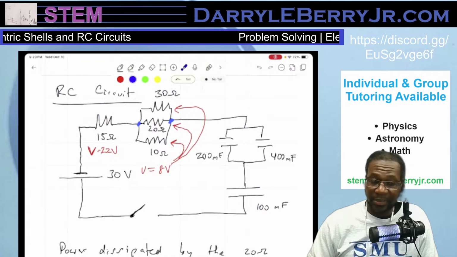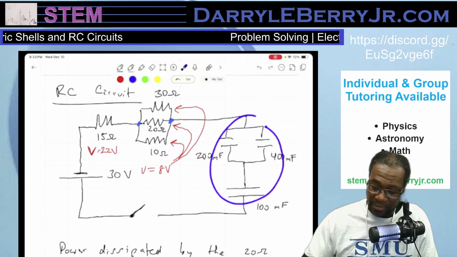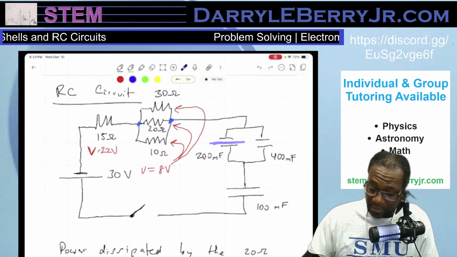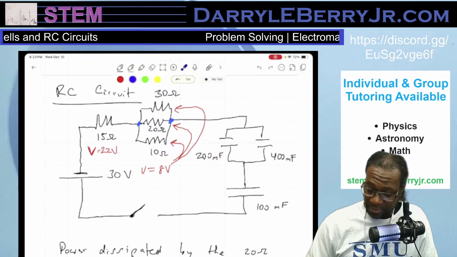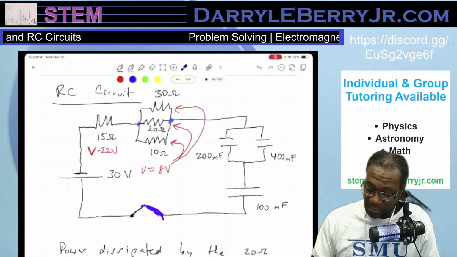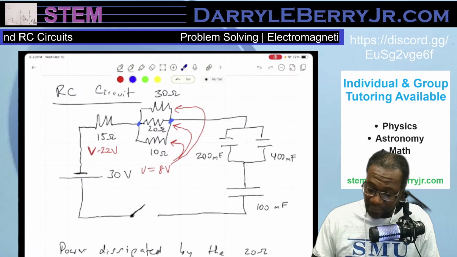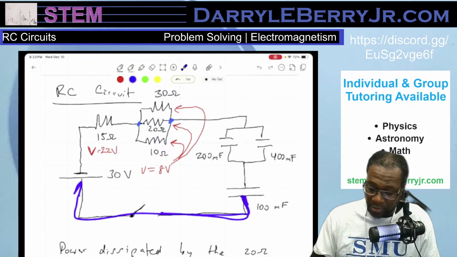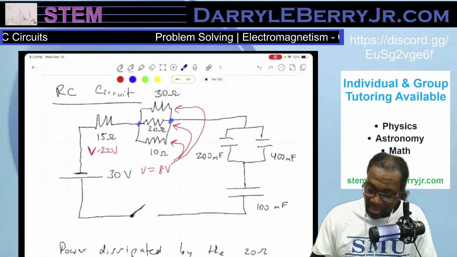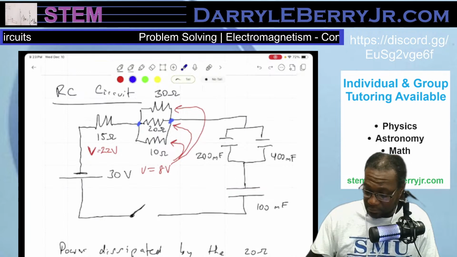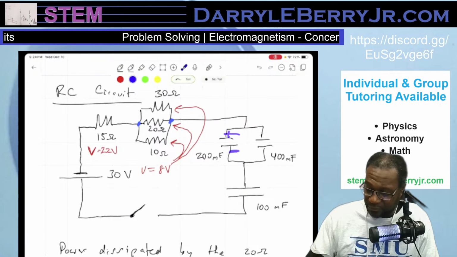But this circuit has capacitors in it, which means that looking at this, there is literally a break in the circuit. The way capacitors work is when I close this switch, the positive side of the battery draws away all the negative charges from that plate. All the negative charges are attracted to that positive plate. So this becomes positive, and this becomes negative.